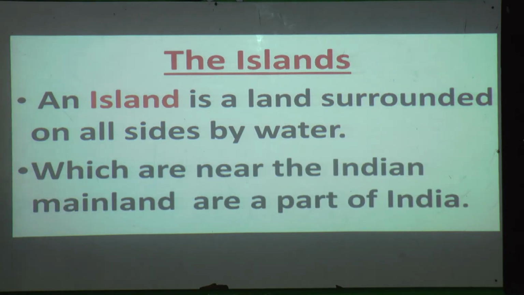Which are near the Indian mainland? Yes, we have just discussed that on the India map. Can you see the small drops? Yes, all surrounded by water. So what do you call them? All islands. Correct. Now, they are part of India only.